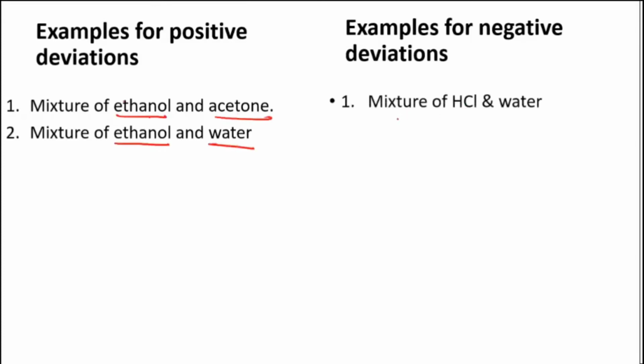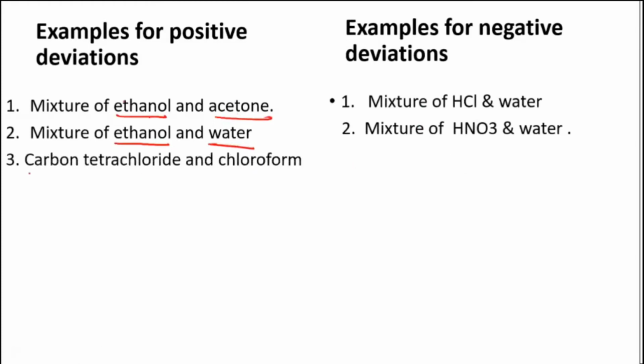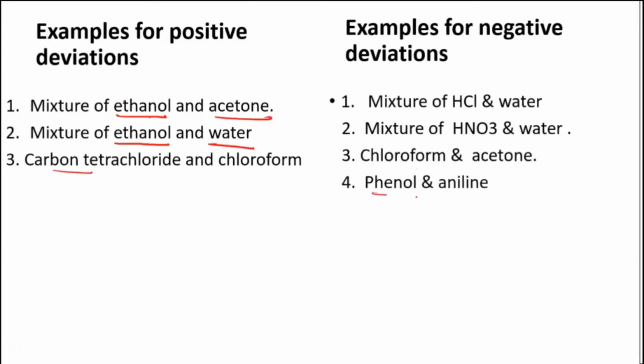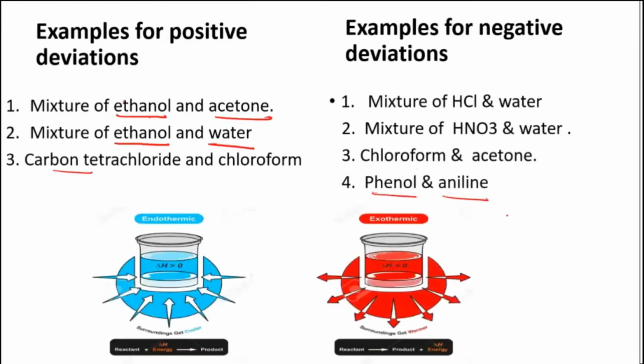And then for negative deviation, you have acids. You can see here HCl and water, which I have taken first. Then nitric acid and water shows negative deviation. Then again for positive deviation, you can see carbon tetrachloride and chloroform. That side you have chloroform and acetone. Another one is phenol and aniline. On this side, the interaction is stronger, so it is exothermic, and these are endothermic. If you want the solubility to be more, you have to supply more energy over here, and the amount of energy released will be very less.